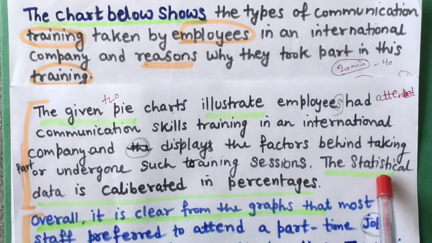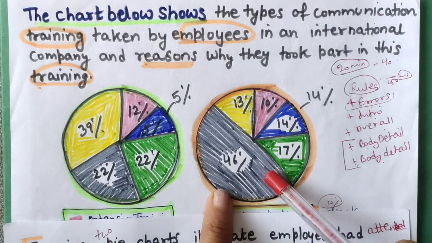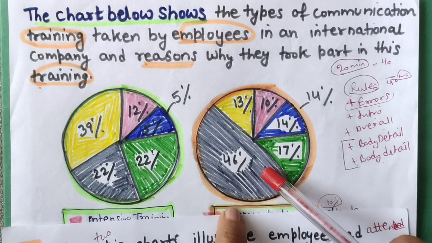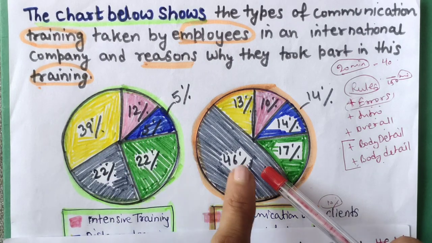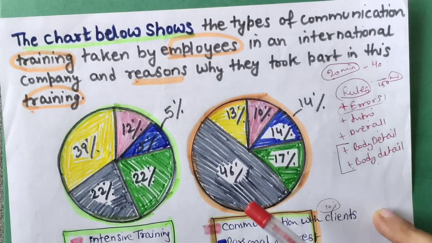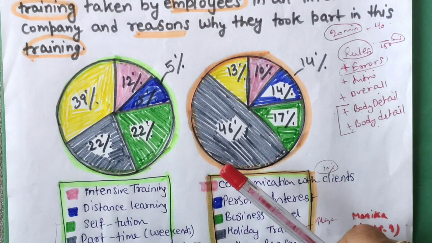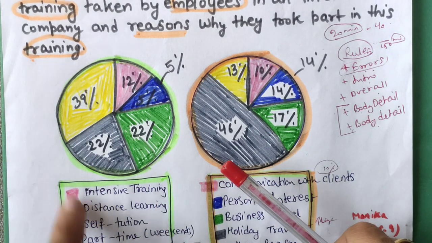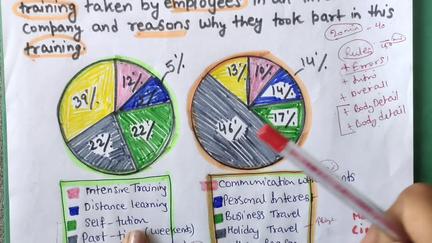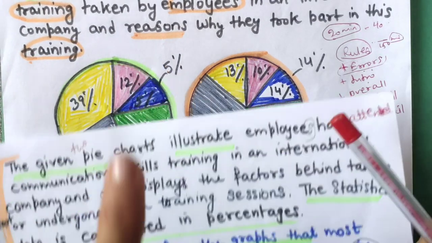So in the overall paragraph, what we have seen is that the majority of the employees have taken these courses because they want to enjoy their holiday travel, and the majority have attended part-time evening classes. So we need to tell this to the examiner in the overall.